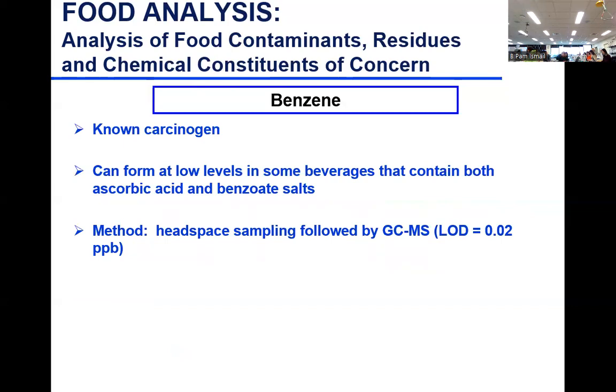Benzene is also a carcinogen, and if we have a beverage that contains ascorbic acid, that's vitamin C, with benzoate salt, it can be formed. It's volatile, so we can do headspace GCMS.